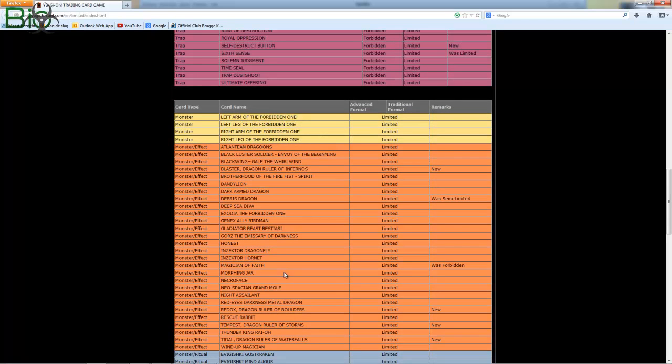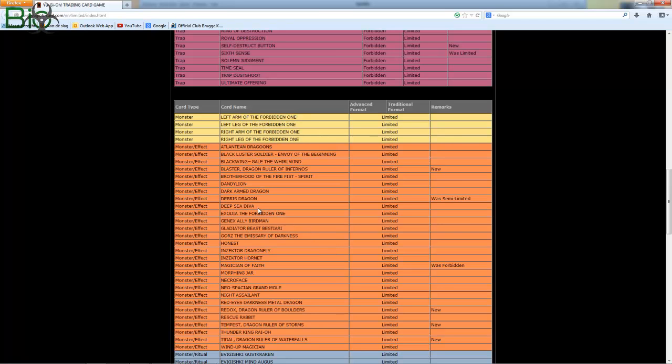If we look at the monster section first, we immediately see that the big dragons, Blaster, Redox, Tempest and Tidal, are limited to one. Also, Debris Dragon got its share and it got limited from 2 to 1. So this is also the direction that Konami wants to underline. Dragon Rulers have to die the next format.